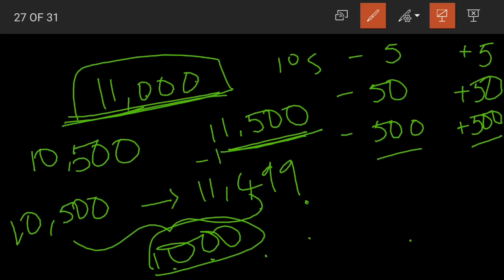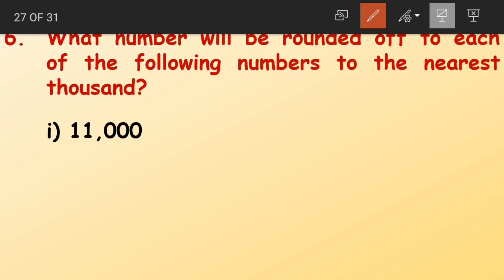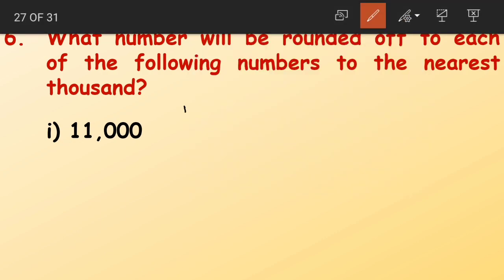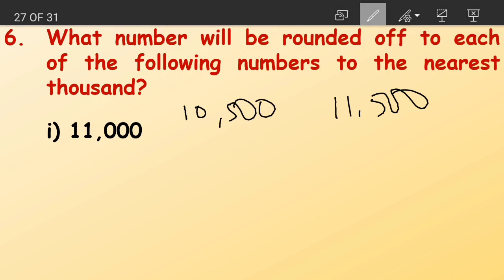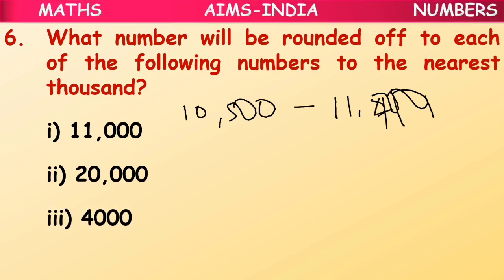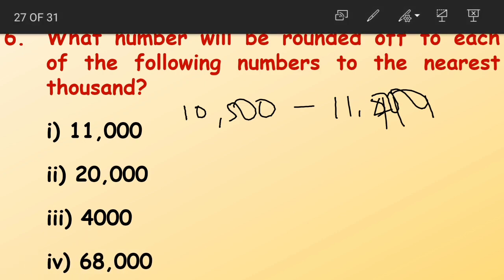Here for tens we get 10 numbers by doing this, and even for hundreds we get 100 numbers. For thousands we get 1,000 numbers. Clear? This is simple, right? Now let us solve this answer. 11,000, as I said, minus 500 becomes 10,500, plus 500 becomes 11,500. So the numbers from 10,500 till 11,499 can be estimated as 11,000.